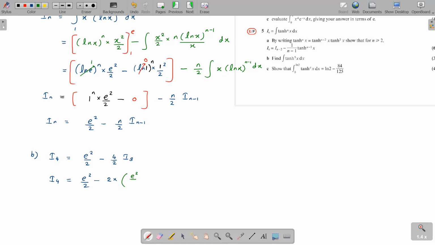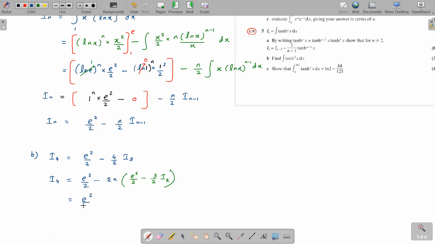I3 is e square over 2 minus 3 over 2 times I. See here I3, I put it to here. I3 is e square over 2, replace n with 3, minus 3 over 2 I, 3 minus 1 gives you what? I2. Do you see the way I replaced? So before you go to replace again for I2, just open up the bracket. Otherwise, it gets more complicated.